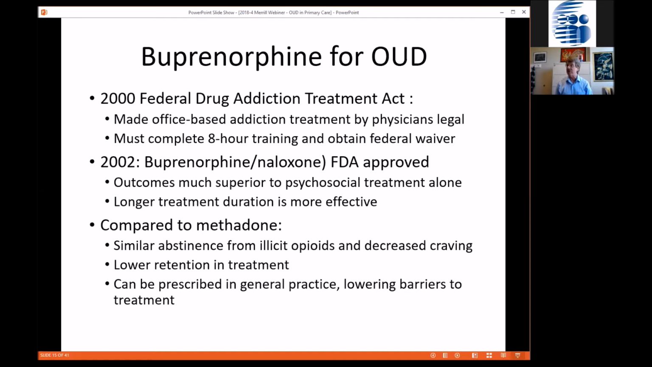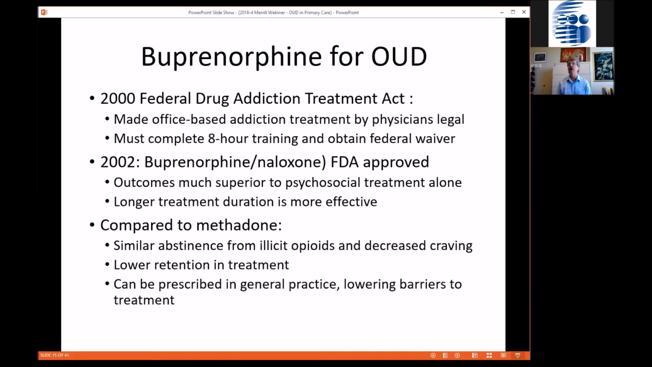And then in 2002, the FDA approved buprenorphine, naloxone, and all the data in clinical trials show that outcomes are superior to psychosocial treatment alone. And like methadone, longer duration of treatment is more effective in reducing the consequences of addiction.